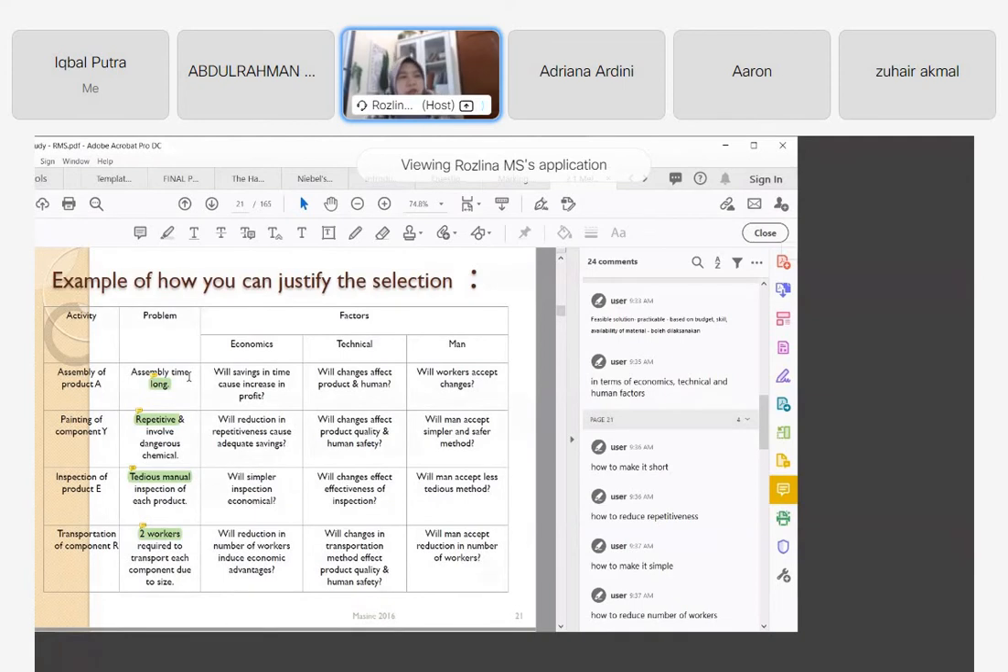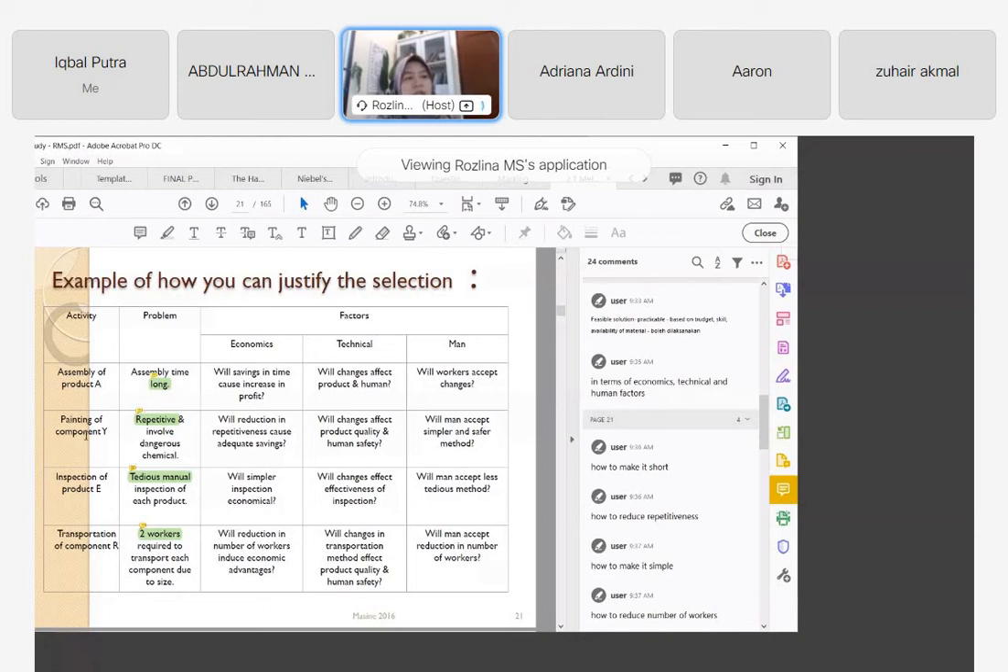This is the summary. Example of how you can justify the selection. If you have the activity here: assembly of product A, painting of component Y, inspection of product E, transportation of component R. So what is the problem? You identify the problem in each activity. Let's say for this first, assembly of product A, the time is long. So what should you do to shorten the time? You know that you have to shorten the time.